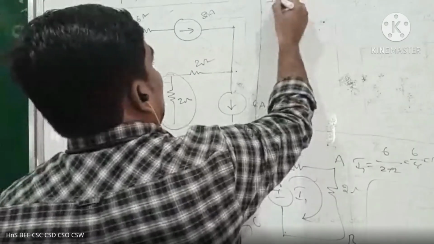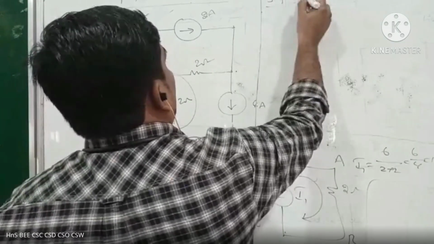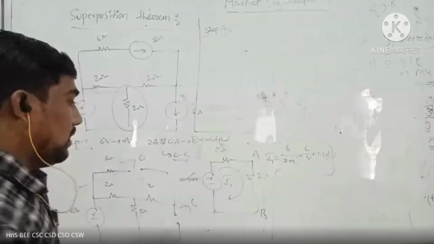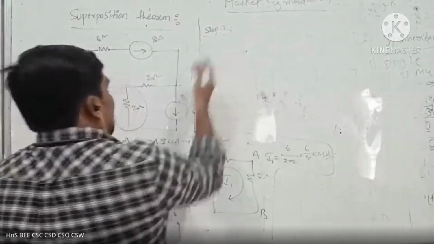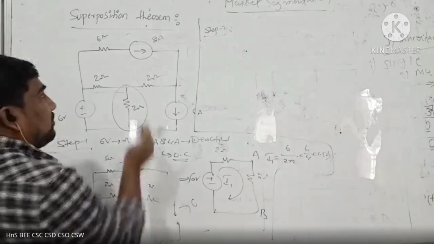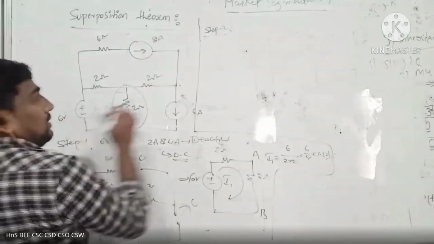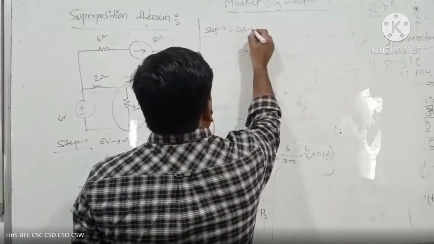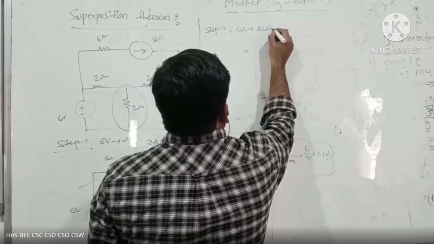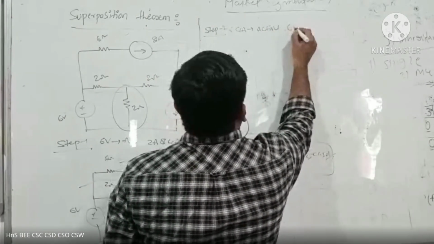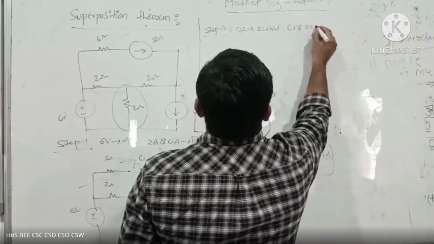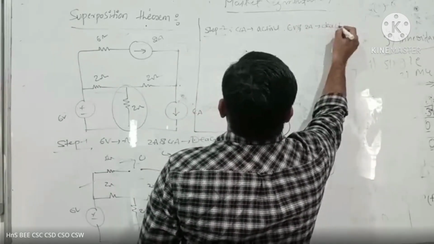In step number 2, the remaining sources are deactivated. For example, this will be the deactivation and this is the activation, these are deactivation. The 4 amperes is deactivated, the 6 volts as well as 2 amperes is deactivated. That is the second step.